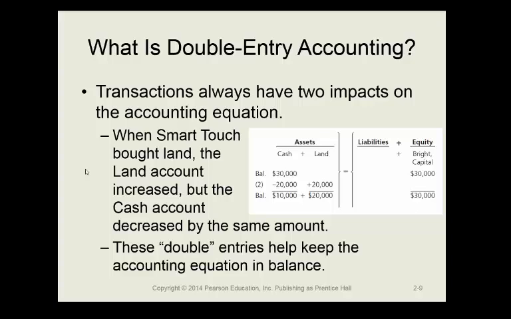In this example, when Smart Touch bought land, you'll see the land account went up because we had an asset, but the cash went down. So this affected the same side of the accounting equation, but 2 accounts were affected. This means that the way our accounting equation is going to stay balanced and equal is this double entry approach.